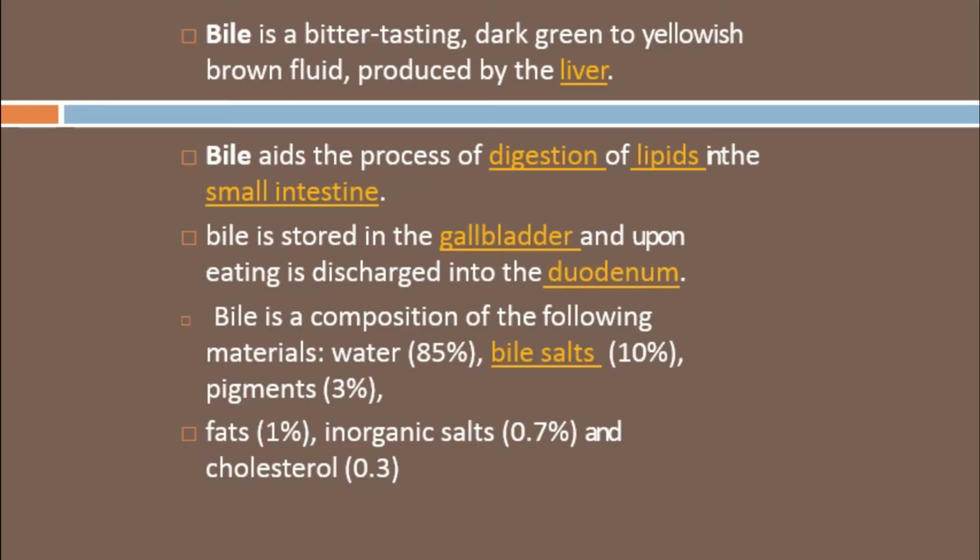So what are some of the characteristics of bile? See here, bile is a bitter tasting, dark green to yellowish brown fluid produced by the liver. Bile helps in the digestion of lipids, especially in the small intestine. Bile is stored in the gallbladder, and upon the presence of food, it is discharged into the duodenum. Bile is mainly composed of water in major portion, bile salts and pigments. It also has fats, inorganic salts and cholesterol.